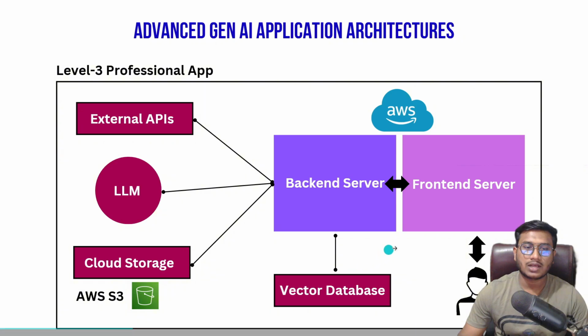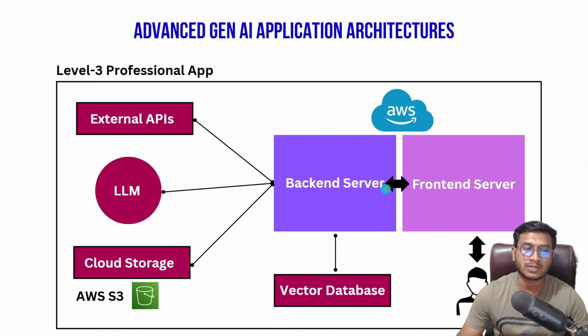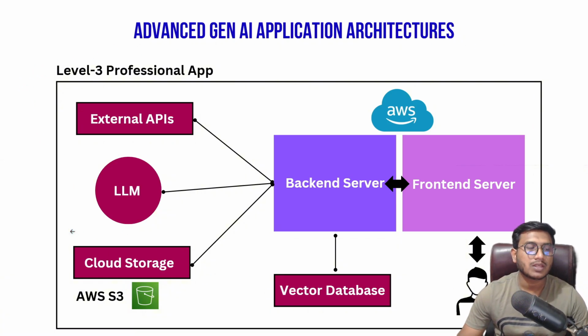Here the user will send the query over the frontend server. The frontend server will communicate with the backend server, and the backend server will communicate with the LLM, cloud storage, the external APIs or the vector database if you are adding them. Overall, the project will be developed over the cloud platform. So this is the high level architecture diagram of our project. Now let me show you the RAG architecture, how we are going to design the entire RAG. We'll discuss this part.